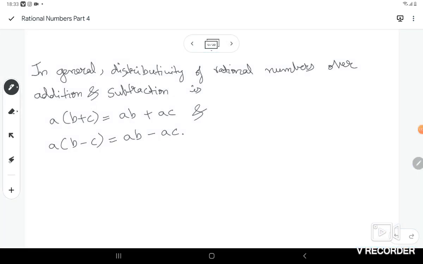So we can say that in general the distributivity of rational numbers over addition and subtraction is a of b plus c in bracket is equal to ab plus ac, and a of b minus c in bracket is equal to ab minus ac.